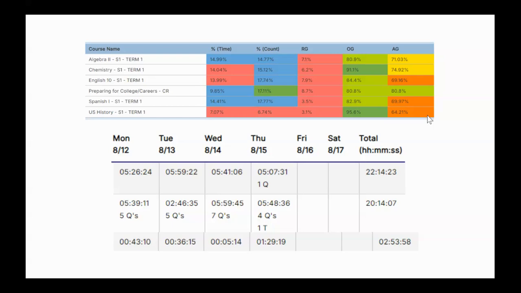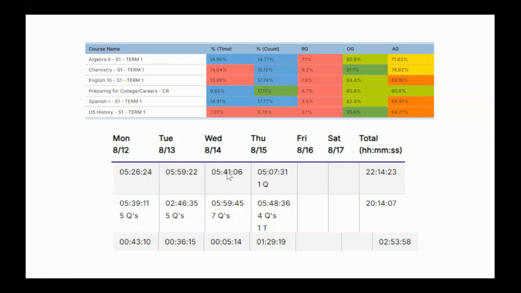Moving on to session logs. Looking at the session log, this is an example for this week. I pulled just a few different examples to show you a few different things the reports can tell you. When you're looking at each day, it does show the number of hours, minutes, and seconds that were logged in on that day. It'll also show if there were any quizzes or tests completed and how many.